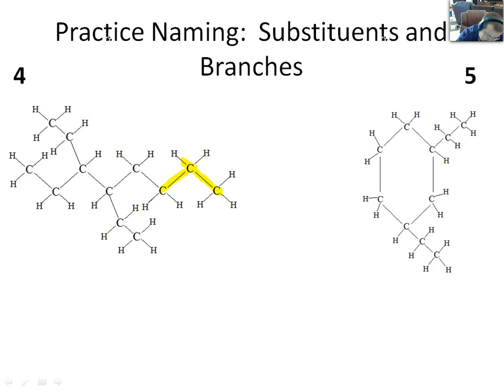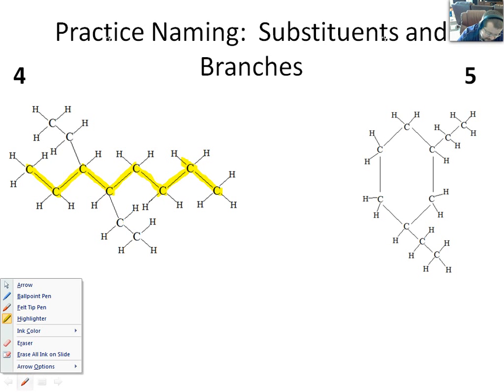3, 4 carbons so far, 5, 6. Now at this point we could go up or we could go left, and either way we're going to end up with 2 more carbons on our parent chain. So I'm going to go to the left here. So there's our parent chain. 1, 2, 3, 4, 5, 6, 7, 8 carbons attached.